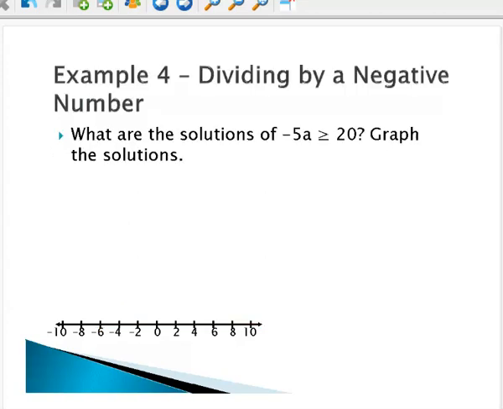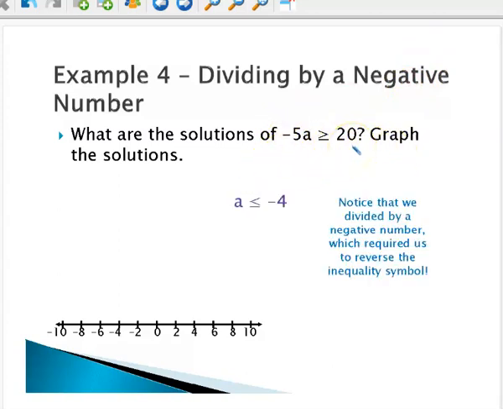Okay, let's do dividing by a negative number now. We want to know what the solutions are if I had -5a greater than or equal to 20. Graph the solutions. Boy, I can't talk for some reason. Okay, so we want to find the solutions for this inequality. Thanks for bearing with me.